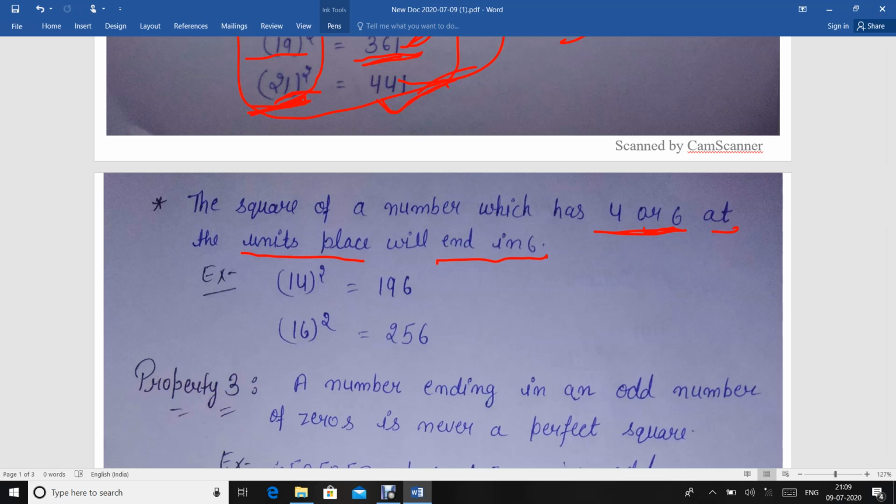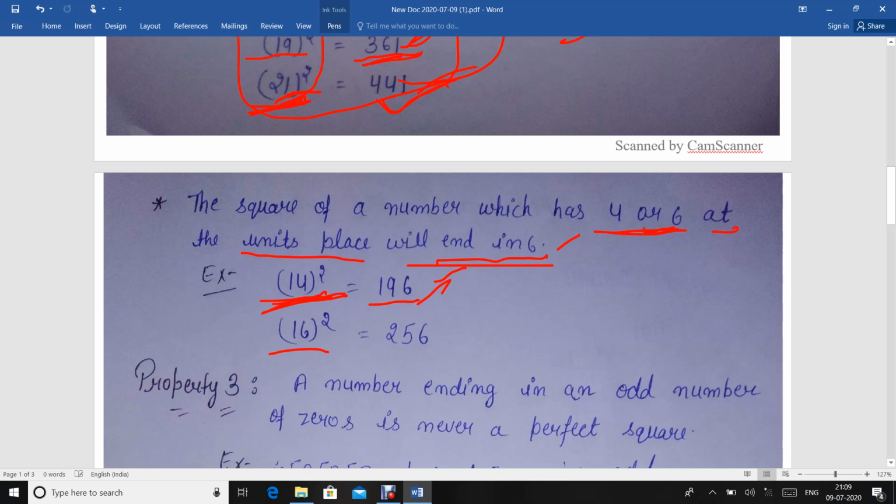This means if there is a number which contains 4 or 6 at the unit place, then the square of the number will end in 6. You can see the example 14. 14 is the number and the square of 14 is 196. 14 contains 4 in the unit place and 196 contains 6 in the unit place.